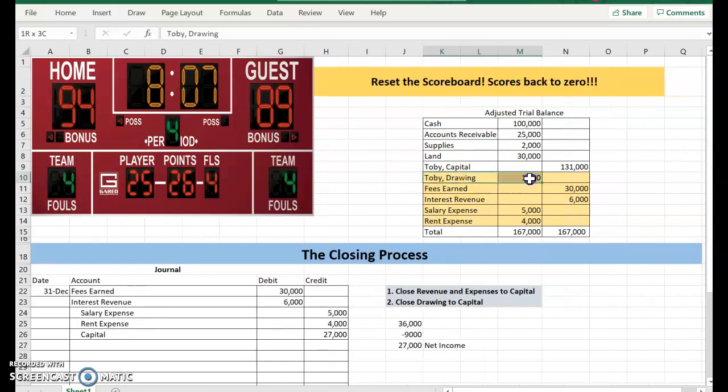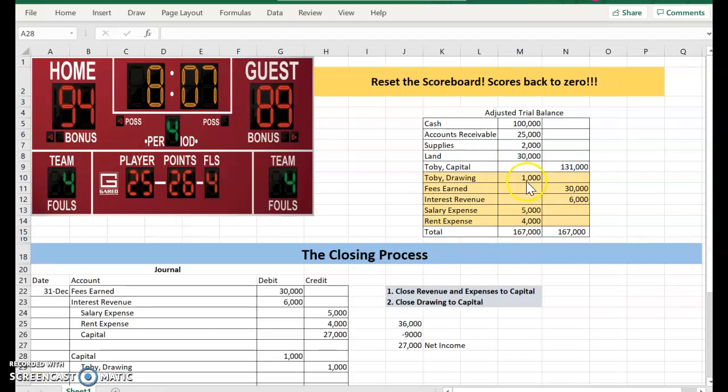Here's my drawing account. Right now it has a debit of $1,000, so I need to credit it for $1,000 to make it zero. So I have credited drawing for $1,000 and I need to close it to capital, so I will need to debit capital. And this makes sense because drawing makes capital go down, so I will need to debit capital. And that completes the journal entry. I would post this to my ledger and that would update my accounts.